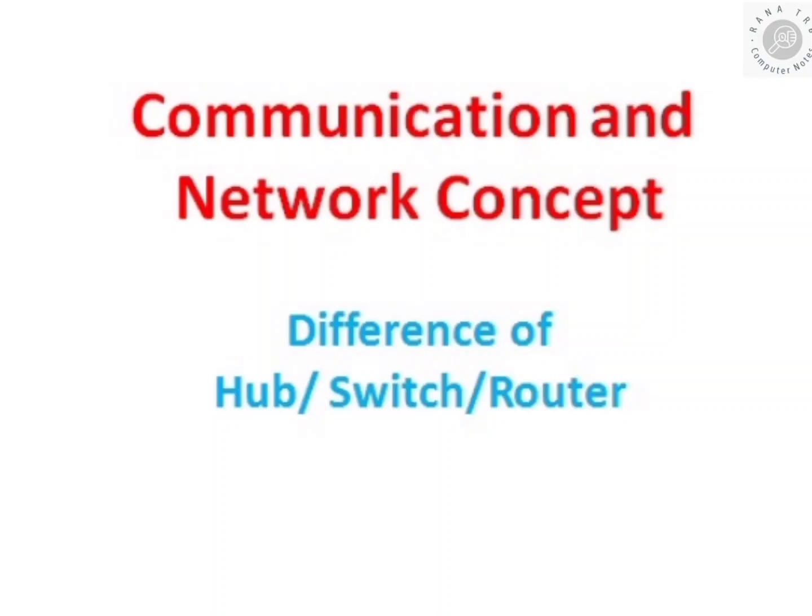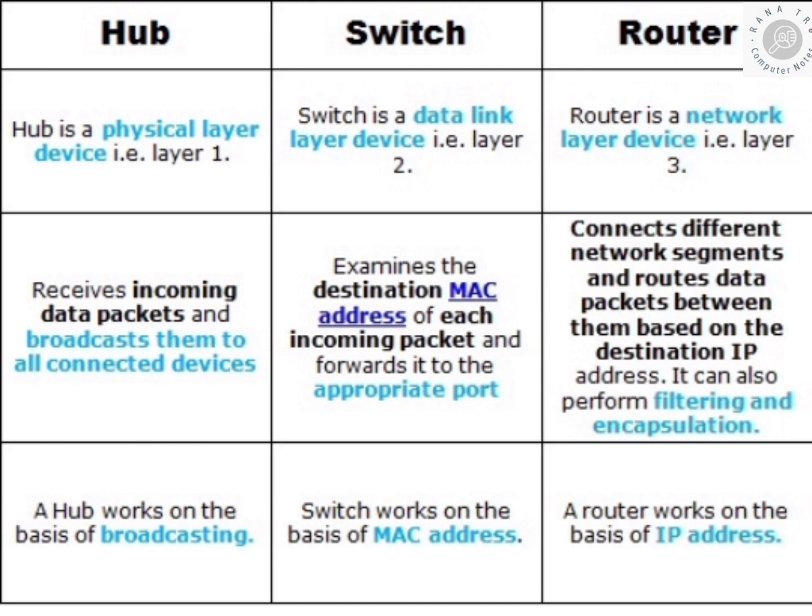Hi, today we are going to see the difference between hub, switch and router. First, hub is used in the physical layer, where switch is used in the data link layer and router is used in the network layer. So in the OSI model, in layer 1 we are using the hub, in layer 2 we are using the switch, and in layer 3 we are using the router.